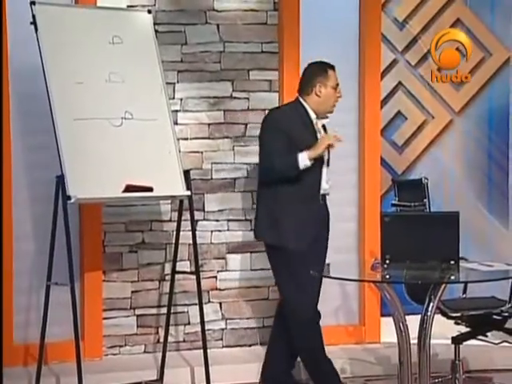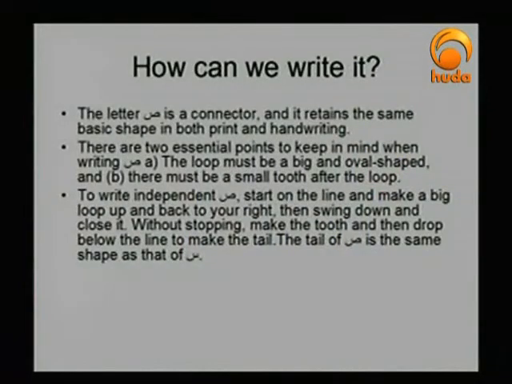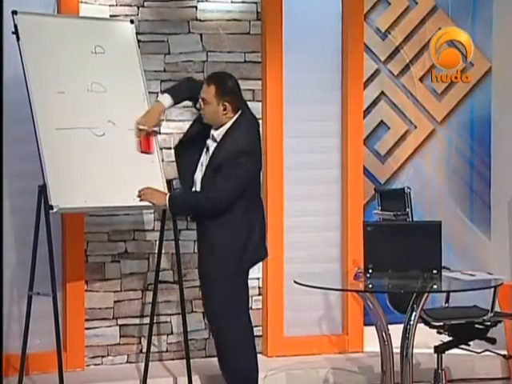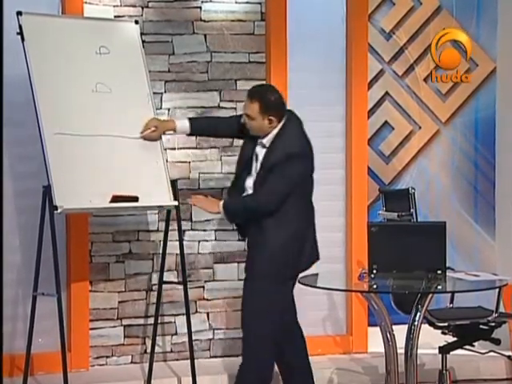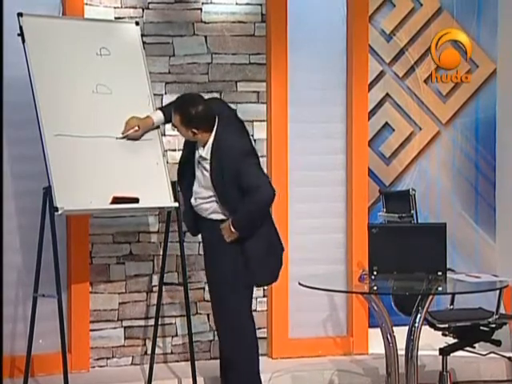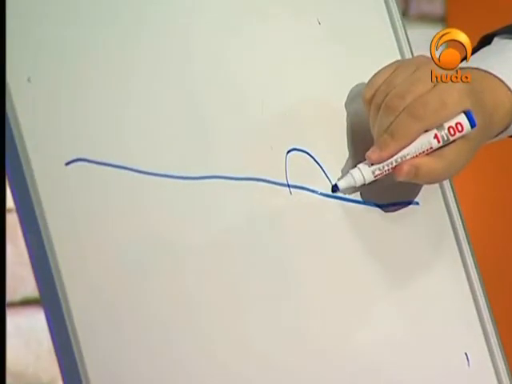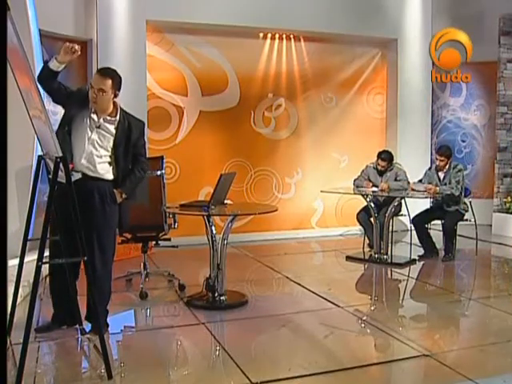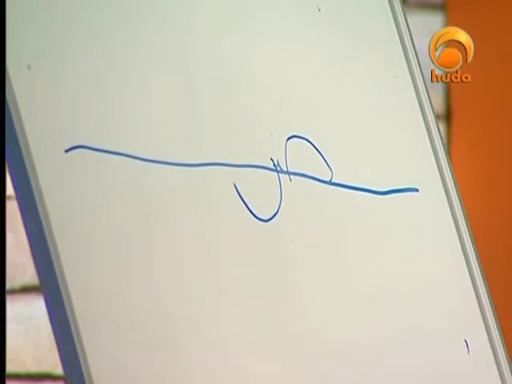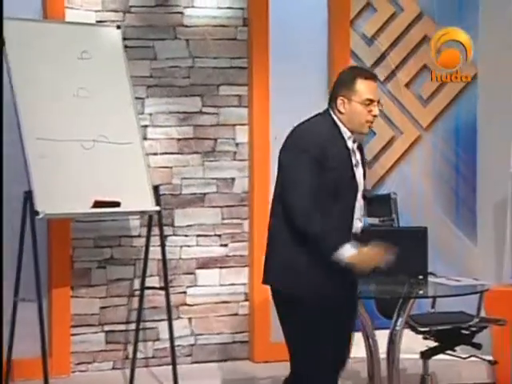Without stopping, make the tooth and then drop below the line to make the tail. The tail of Sa is the same shape as that of Sa. Okay, so let me write that again. Please follow me in writing Sa. It's very important actually to write such an alphabet in Arabic. Here it is. I'm going to make a loop, getting back, making a tooth, and making another tail here. I think that in Arabic, did you write something like that? Yes. But please show me that. Oh, well, that's perfect.